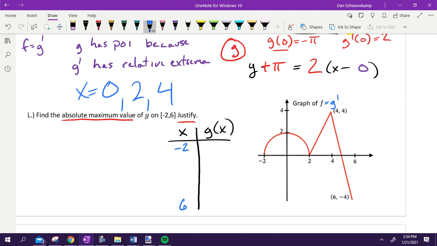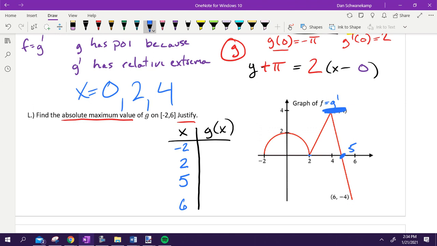It would be 2 and 5. Remember what this is. It's G prime, right? Critical points are when the derivative, this is G prime, when the derivative is 0 or undefined. Okay, so when is it? Right here and right there.